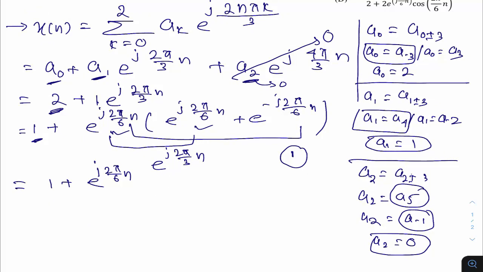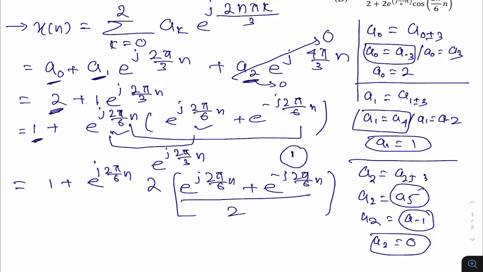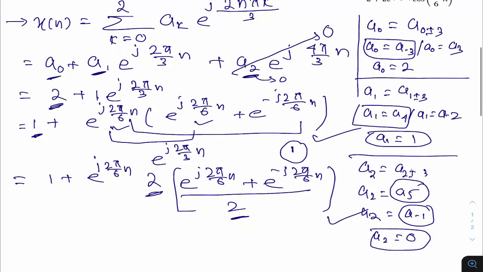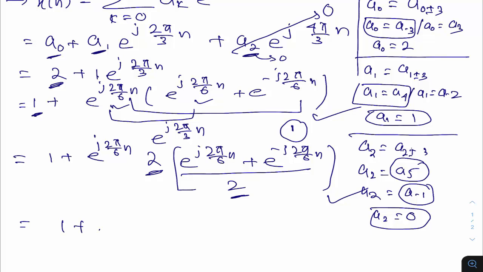Now let me multiply by 2 and divide by 2. So 2 into e raised to power j 2 pi by 6n plus e raised to power minus j 2 pi by 6n, divided by 2. These two and these two will cancel out, so these expressions will be equivalent. Because of these two factors, I am writing here 2, and this square bracket term is nothing but cos of 2 pi by 6n. So this is what your x of n is.